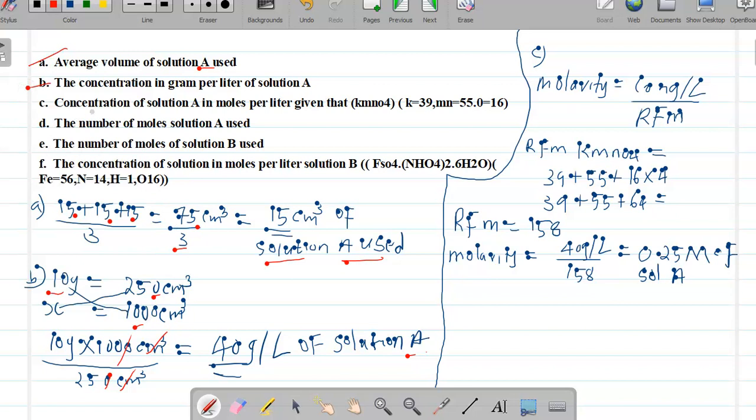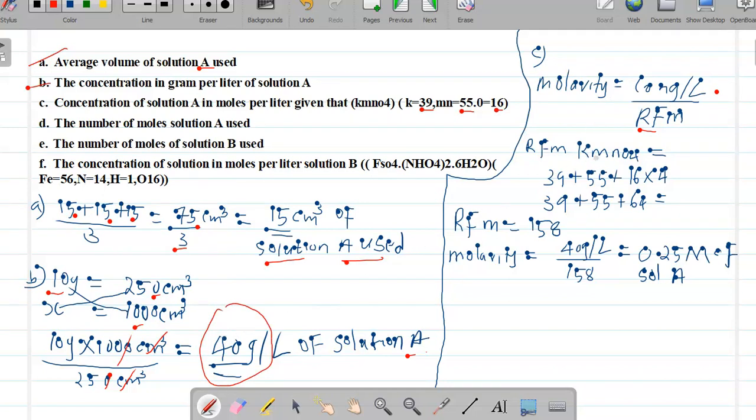We have part C: the concentration of solution A in moles per liter, given that for potassium manganate 7, K is equal to 39, manganese is equal to 55, and oxygen is equal to 16. To calculate the concentration of solution A in moles per liter means the molarity. Molarity is equal to concentration in gram per liter over RFM. You already have the concentration in gram per liter from part B.